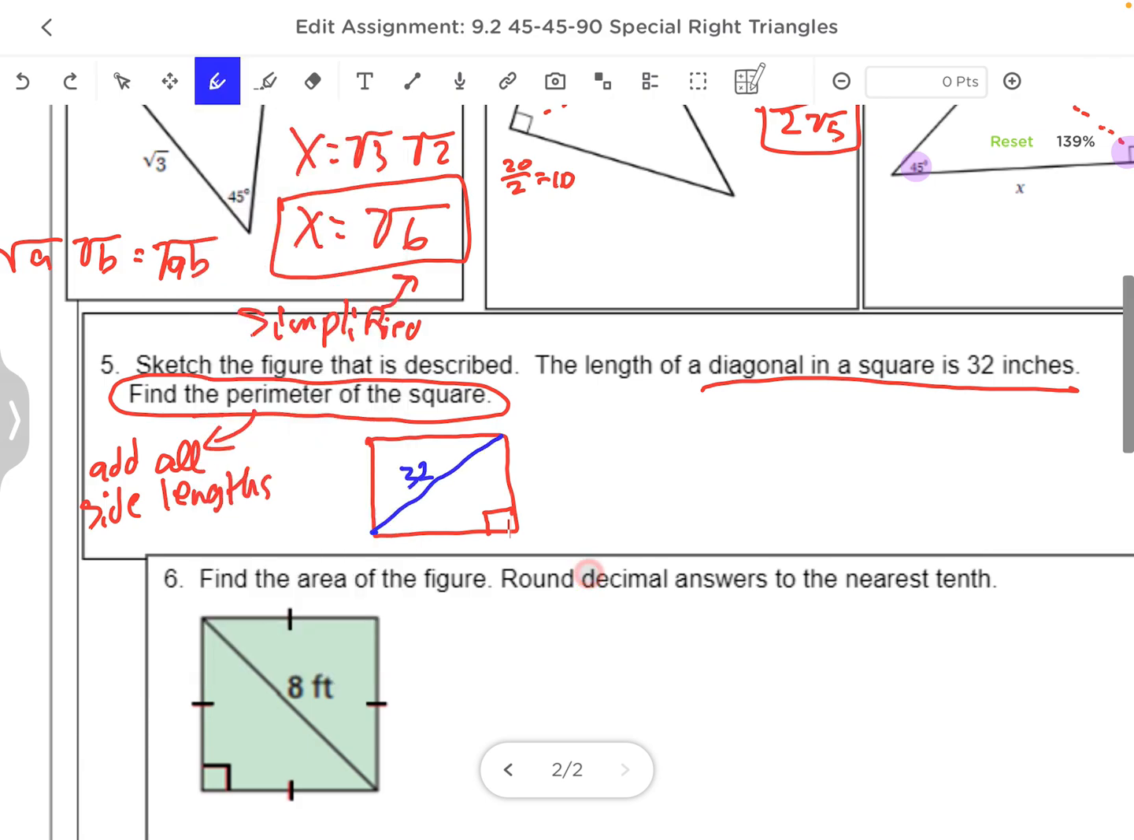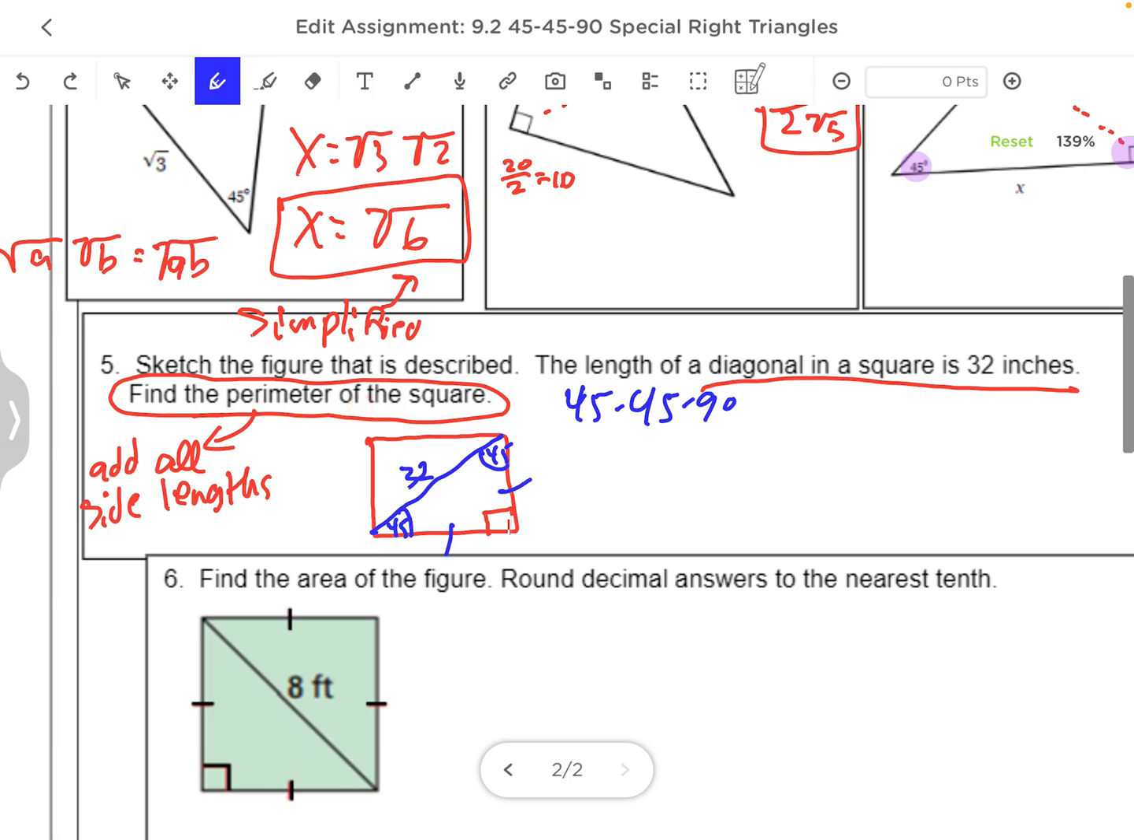We know that's 32. Okay, so what is this angle right here? That's 45, right? What's this angle right here? If it cuts that, that's 45 also. So we're dealing with a 45, 45, 90 triangle, right? So they want us to find the perimeter. Well, if we need to add all the side lengths, how would we solve that problem?